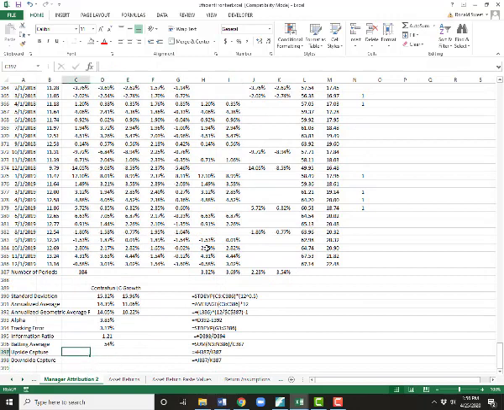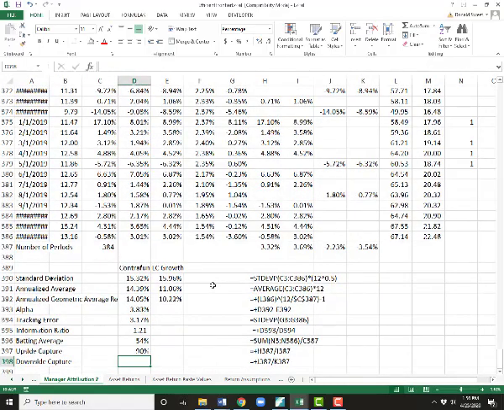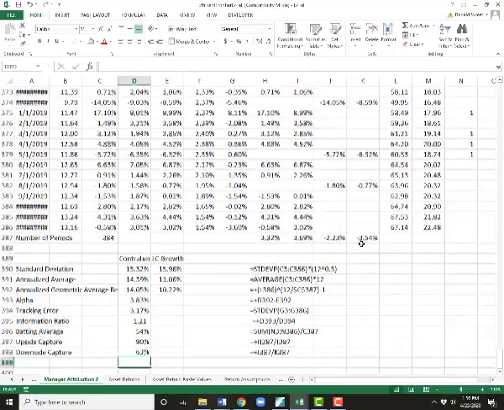To get the upside downside capture, you just take their average return in up markets divided by the benchmark's average return in up markets. You can see that in up markets they capture about 90% of the market. And then in down markets, the exact same thing. You just take their average in a down market versus the benchmark.